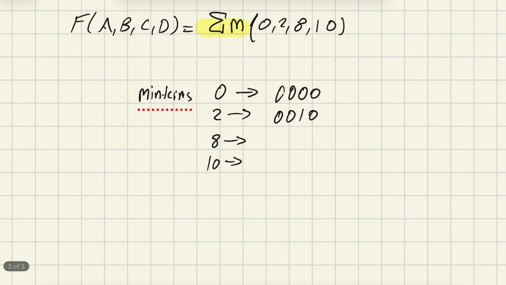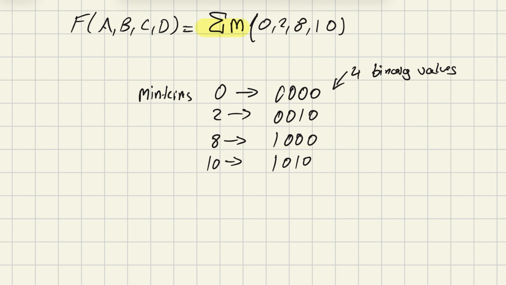Minterm 8 would be 1, 0, 0, 0. And minterm 10 would be 1, 0, 1, 0. The reason why we use 4 binary values is because there are 4 variables to consider in this K-map. So now that we know there will be logic 1s in each of these places in our K-map, we can go ahead and draw it.